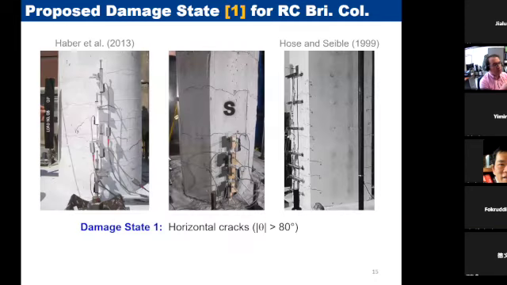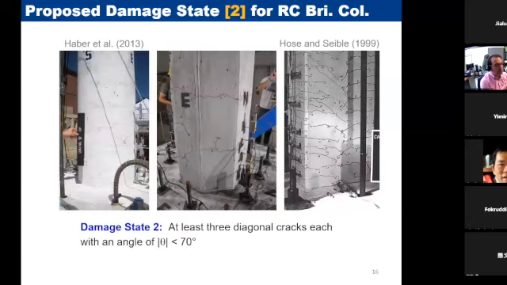So here is the damage state 1 damages. We expect to have only a few horizontal cracks, and theta with respect to the axial direction of the column: if your theta is bigger than 80 degrees, you can quantify that as a horizontal or flexural crack. You can see a few examples on the slide, only a few 5, 6, 7 flexural horizontal cracks. Damage state 2 is where you start seeing the shear ones. To make it measurable, we said if you have 3 diagonal cracks, and each has a theta of less than 70 degrees. Here are a few examples on this slide as well.